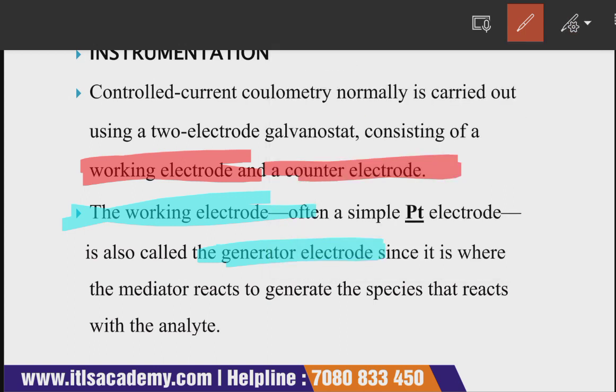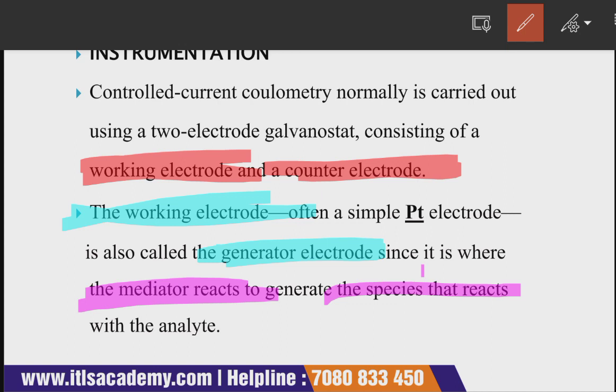So this one is very important. Why is it known as a generator? Because the mediator reacts to generate the species that react with the analyte. Because they generate the species that react with the analyte, it is known as the generator electrode.